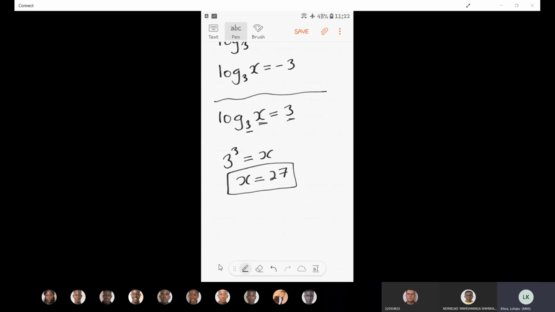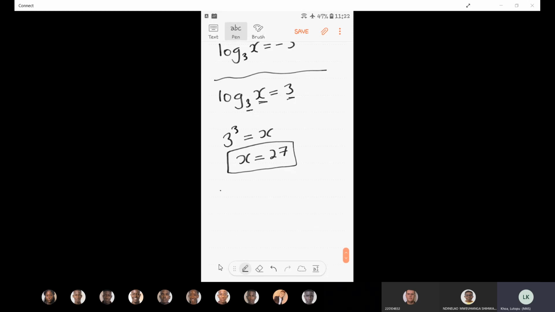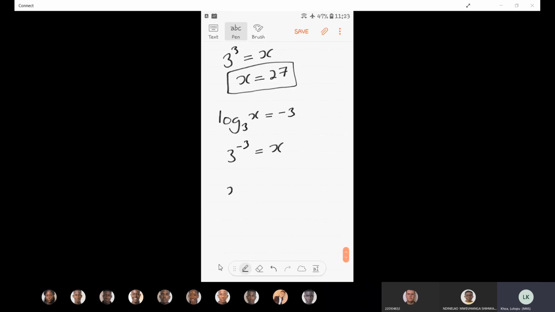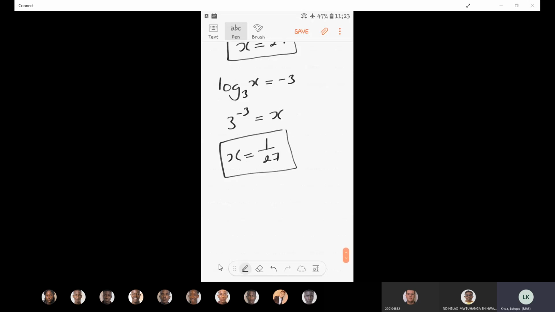And then the second one, log base 3 of x. This is equal to minus 3. This means 3 to the power of minus 3 is equal to x. Here I have x is equal to 1 over 27. So those are my two solutions that you need to check and make sure that they are both valid and they do actually satisfy the equation.